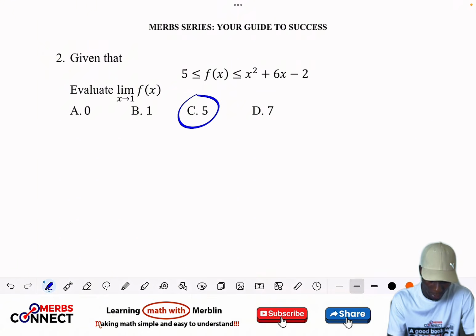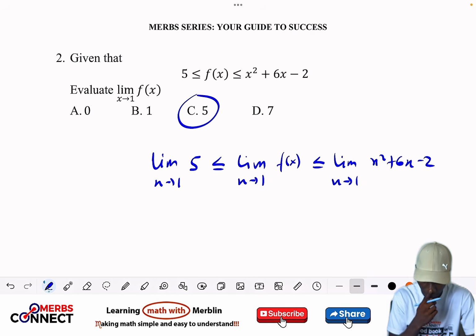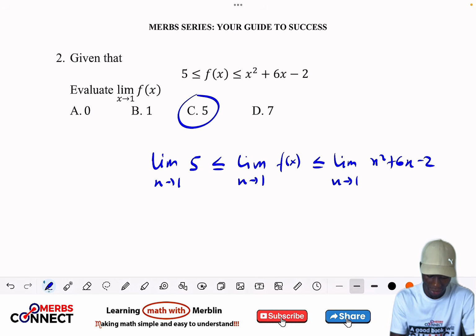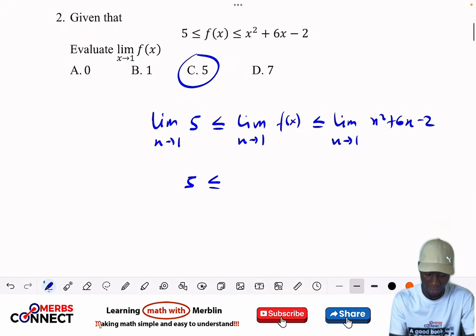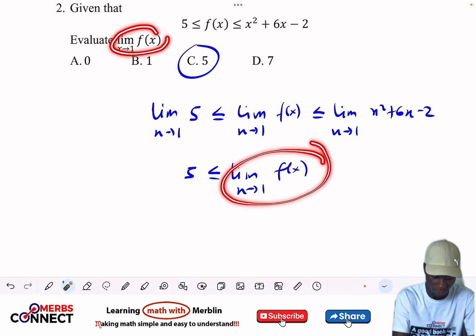So you are going to pick the limit on the left, right? As x is approaching 1 of 5, less than or equal to, then we pick the one in the middle, the limit of f of x, less than or equal to the limit as x is approaching 1 of x squared plus 6 minus 2. So this is what we are going to get from here. The limit of a constant is going to give us the constant. That's the reason why I'm saying that the answer should possibly be 5. And then here will be the limit as x is approaching 1 of f of x, and basically this is what we are looking for.